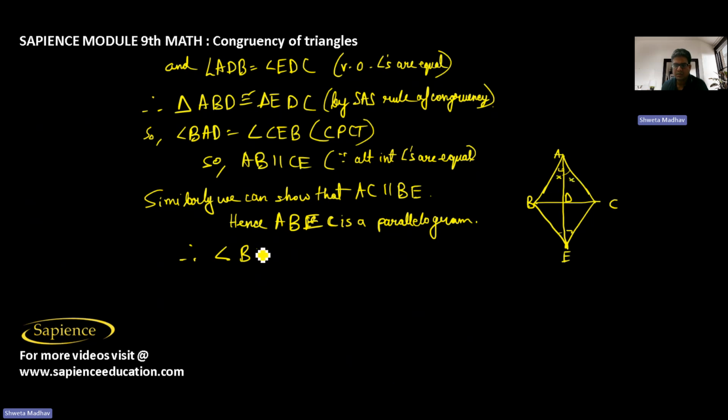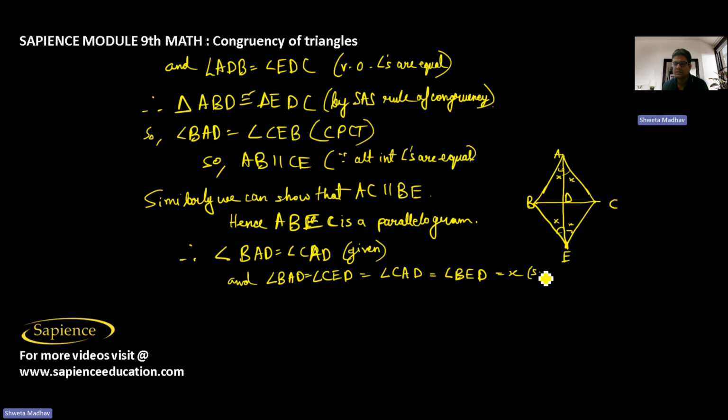It has been told angle BAD is equal to angle CAD, which is given, and so angle BAD is equal to angle CED also, which is equal to angle CAD also, which is equal to angle DED also. So hence all are same. Let's say we take it as X, say.